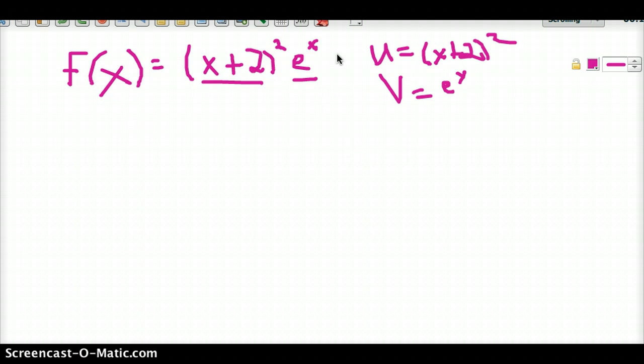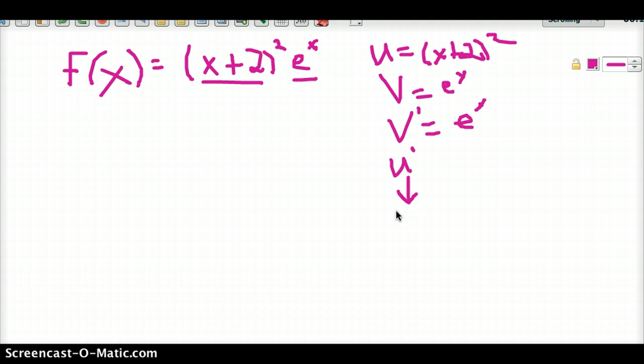And let's take the derivative of both of these. We'll start with v, because it's simpler. The derivative of e to the x is e to the x. And the derivative of x plus 2 squared, we're going to need to do the chain rule. I already posted a video on how to do the chain rule. Hopefully you already know how to do it, but I would reference that video before you finish this example if you don't know how.